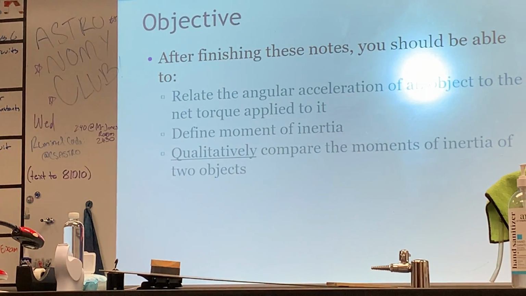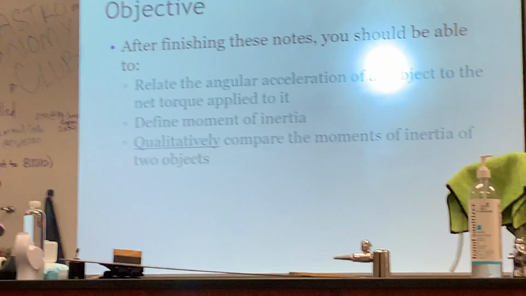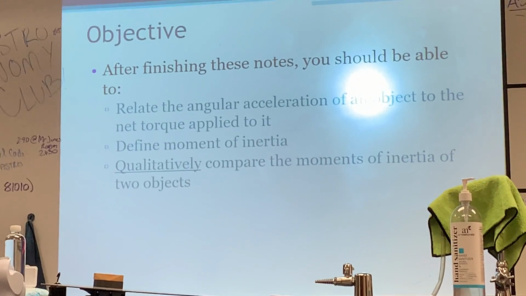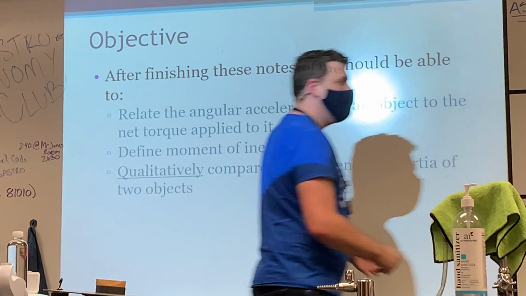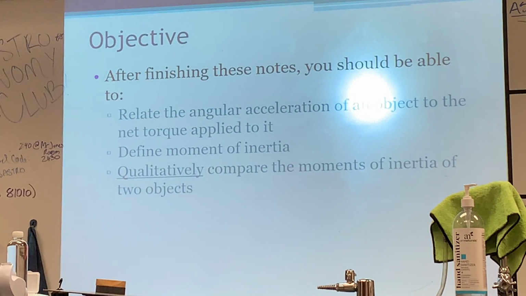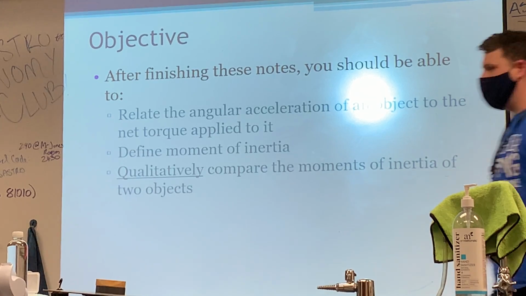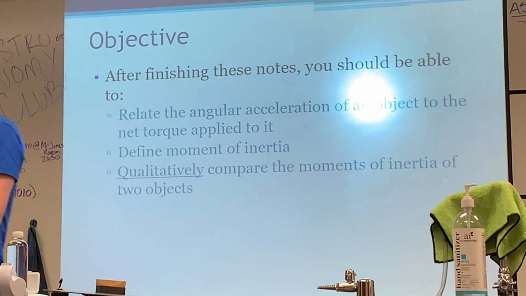The objective here, by the end, is that you should be able to relate the angular acceleration of the object to the torque applied to it. You should know how to define something called the moment of inertia. And you should be able to compare the moment of inertia of 2 objects. That's what we're shooting for here. And really, our real objective is to explain why the disk wins.